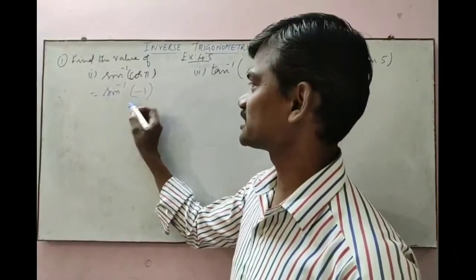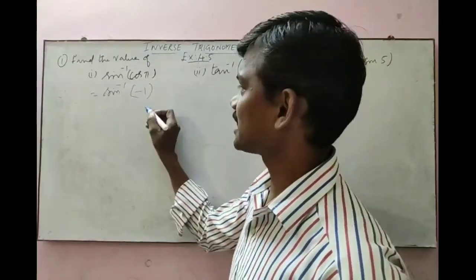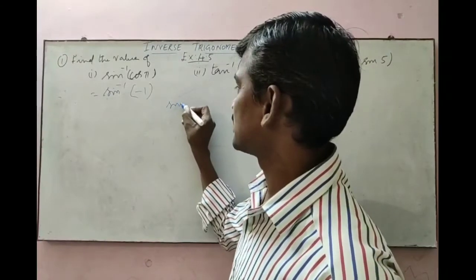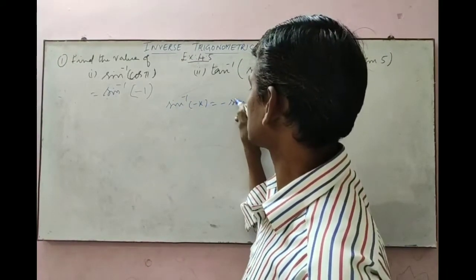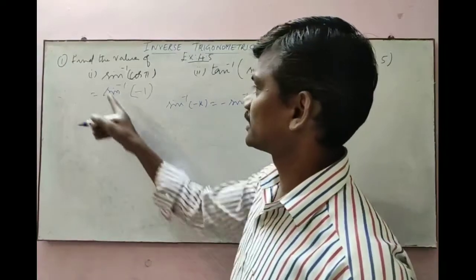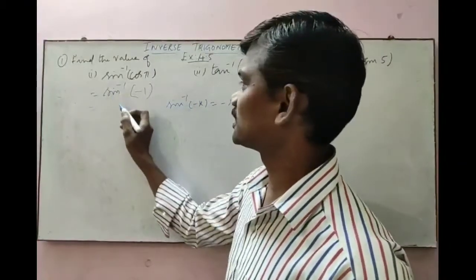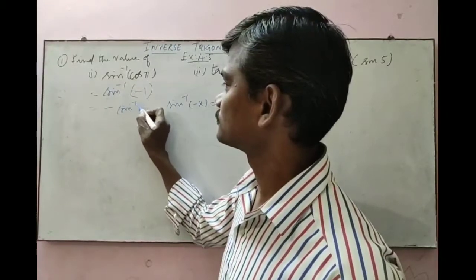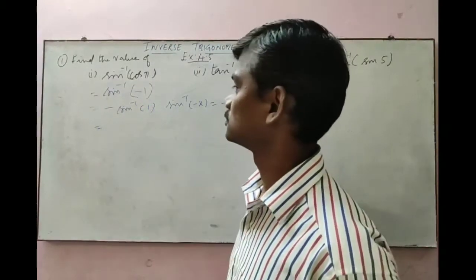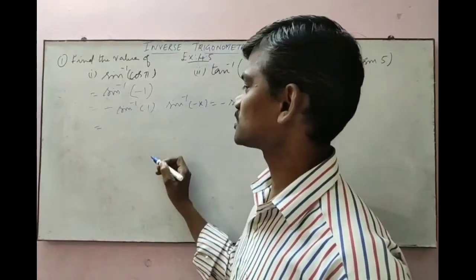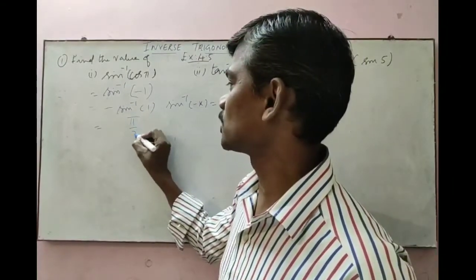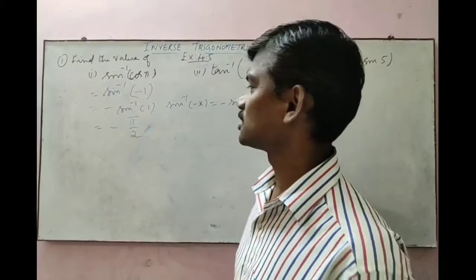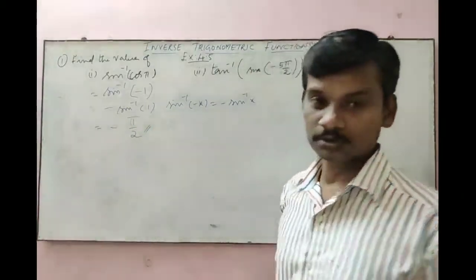Sin inverse of minus x is equal to minus sin inverse of x. Using this property you can get the answer as minus sin inverse of 1. So what is the value of sin inverse of 1? Sin of which value is 1? Sin 90 is 1. So you will get the answer as minus pi by 2.